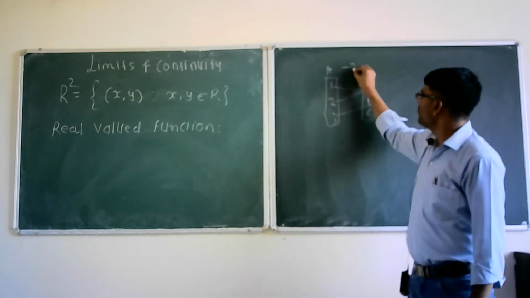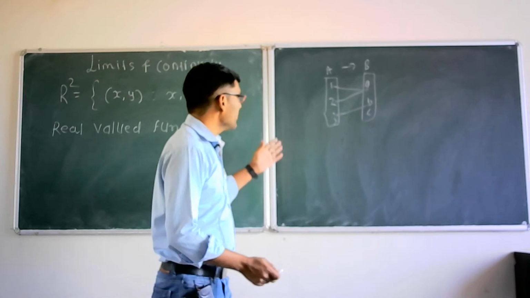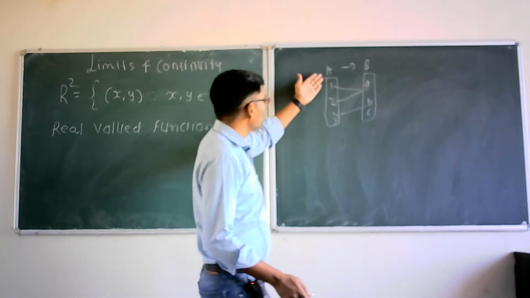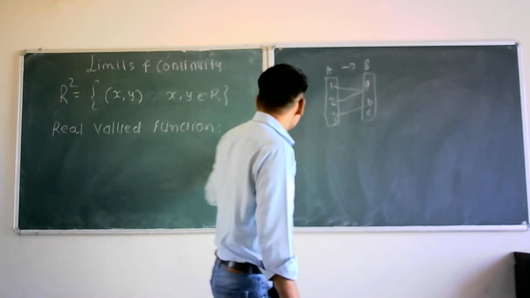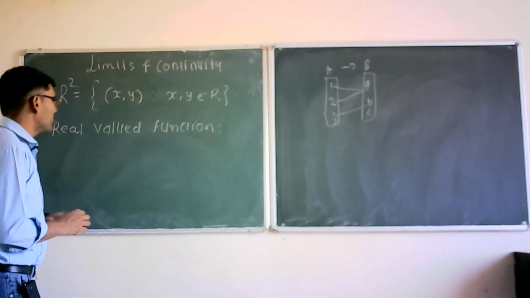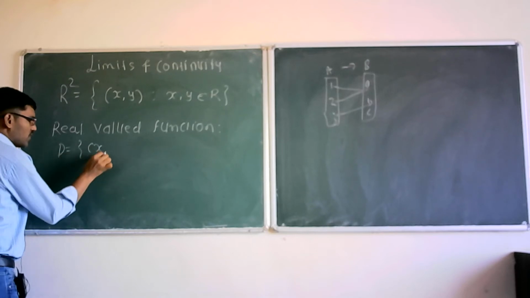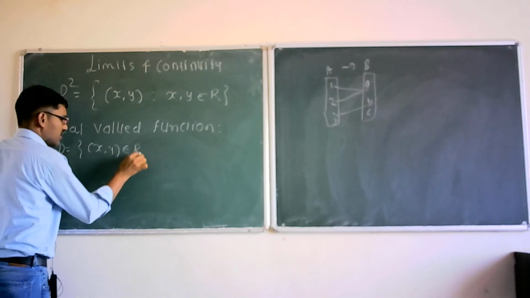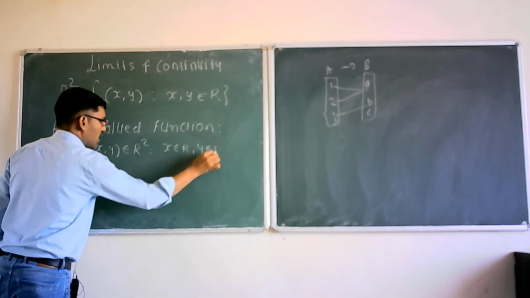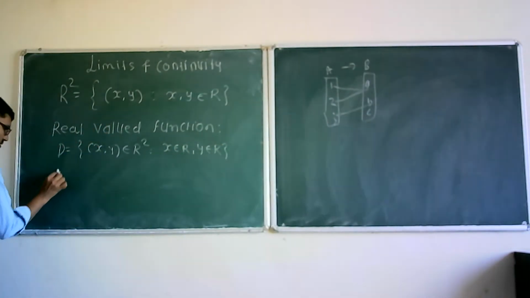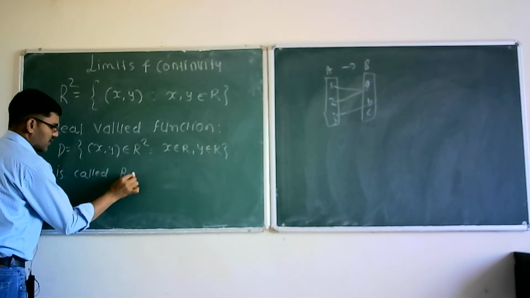Then we can say that f is a function from set A to B. Similarly, A is called the domain and B is called the codomain. If B is the set of real numbers, then we can say that this is a real valued function.